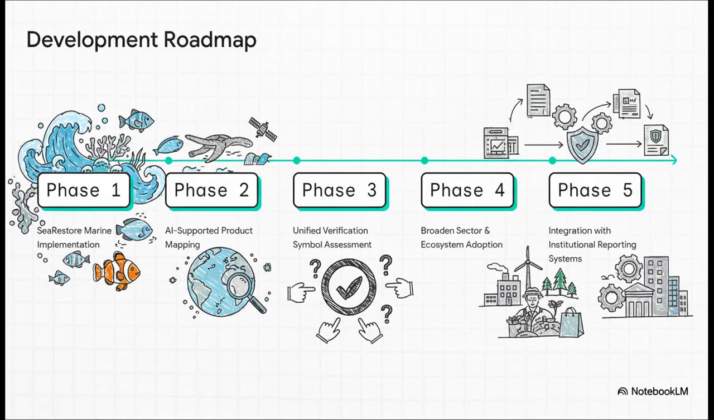We have a clear, phased roadmap for development. We are currently in Phase 1 with the SeaRestore implementation. Future phases include leveraging AI for product mapping, assessing the creation of a unified verification symbol, broadening adoption across more sectors, and ultimately, integrating with institutional reporting systems to ensure seamless data flow.